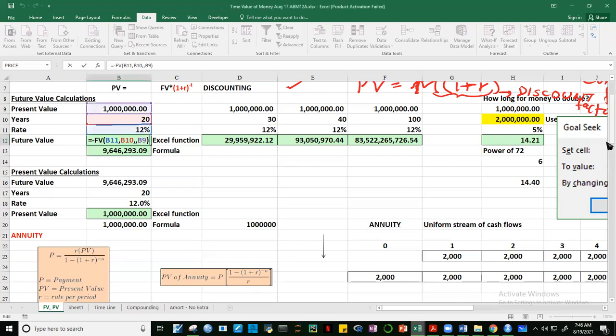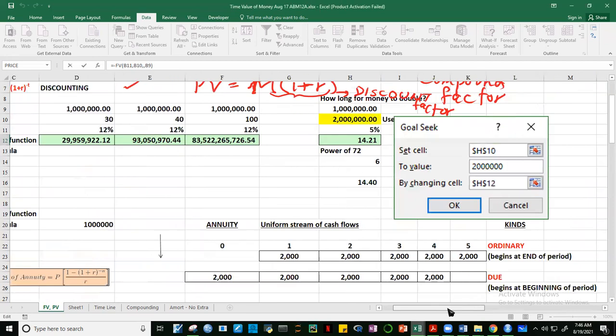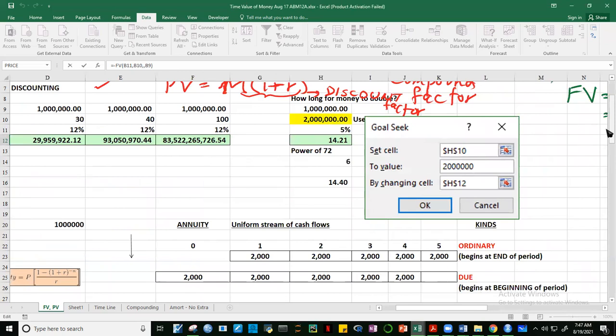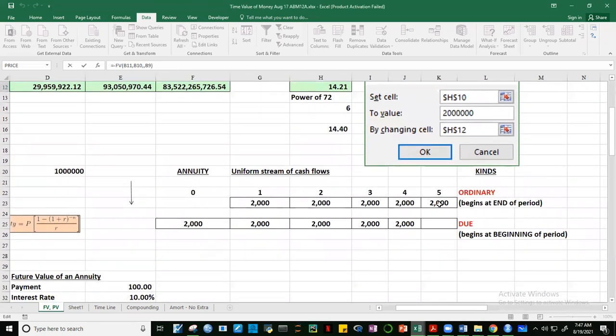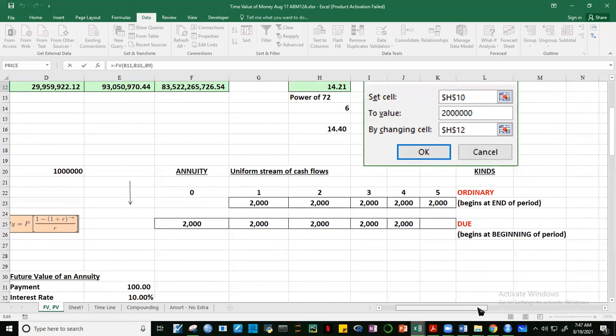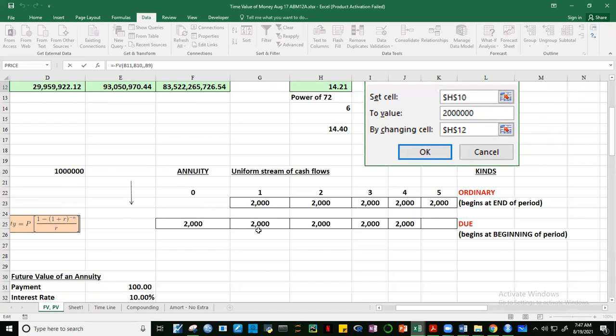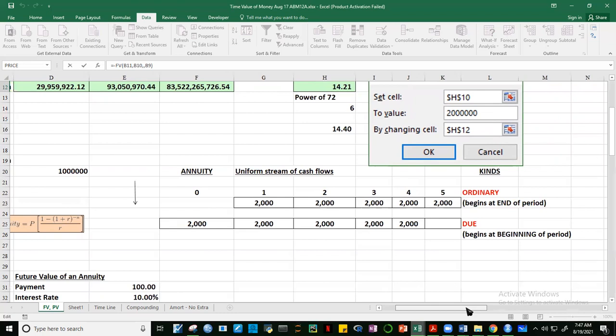Okay, we also looked at the concept of an annuity. We said there are two kinds of annuity: either an ordinary annuity or an annuity due. In an ordinary annuity, the cash flow begins at the end of the period, while in an annuity due, the cash flow begins immediately. We also said that the present value of an annuity due is bigger than an ordinary annuity, and if the present value is bigger, the future value will also be bigger.